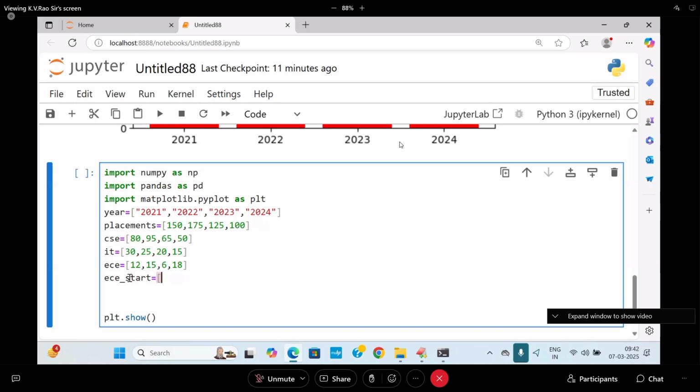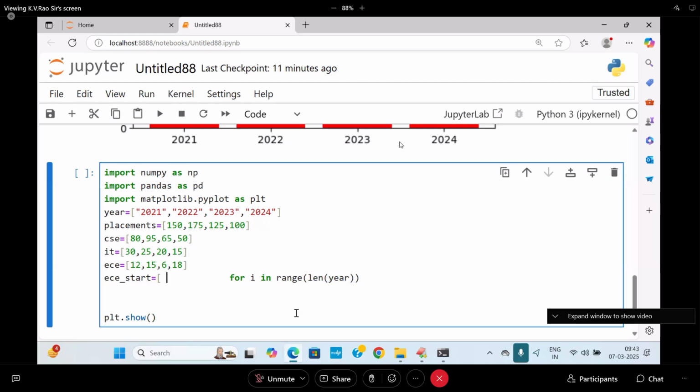ECE underscore start. From where am I going to start? Some variable name. It is a list I am preparing. I will write a for loop: for i in how many years do I have? 4 years. For i in range of len of year. Len of year, what value is coming? 4. 0 to 4.